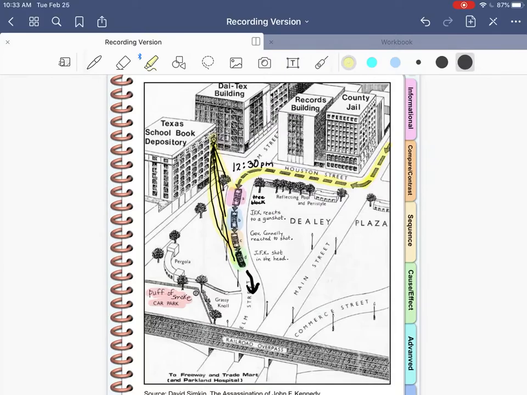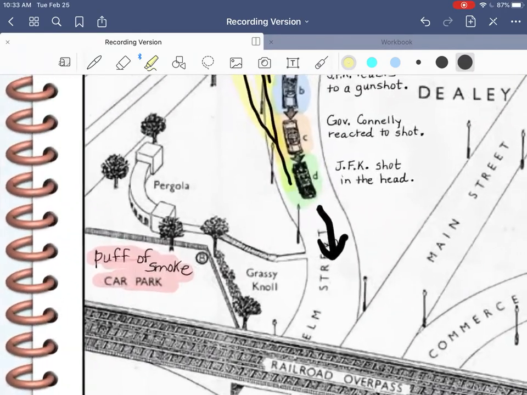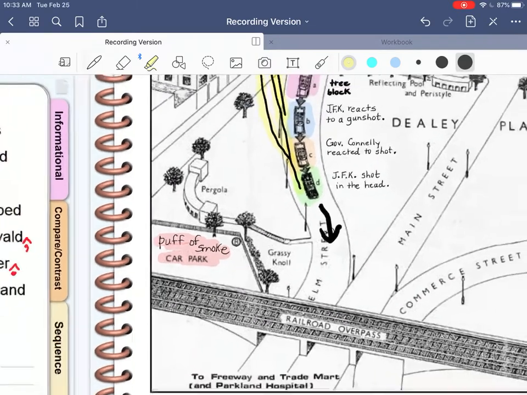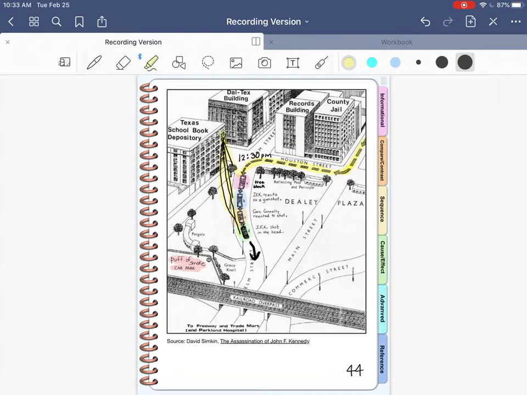So you may be thinking, well, what was the puff of smoke? What happened over here? And nobody knows. That's the source of a lot of conspiracy theories. Some people say that there was another gunman in this car park that fired, and that could possibly have been the bullet that killed the president. There's been a lot of discussion about that over the years. So if you're interested, you can definitely Google that and learn about the different theories about Kennedy's death.